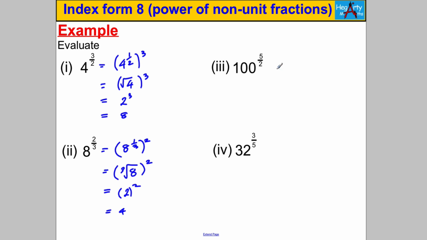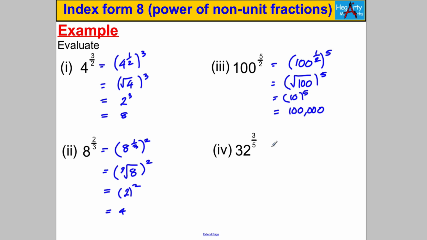100 to the 5/2. Now I write that as 100 to the 1/2, a half, and I bring that 5 on the numerator out as a power of the power. I know what that means. That means square root of 100, all to the power of 5. The square root of 100 is 10, but don't forget that's to the power of 5. And 10 multiplied by itself 5 times is going to equal 100,000.